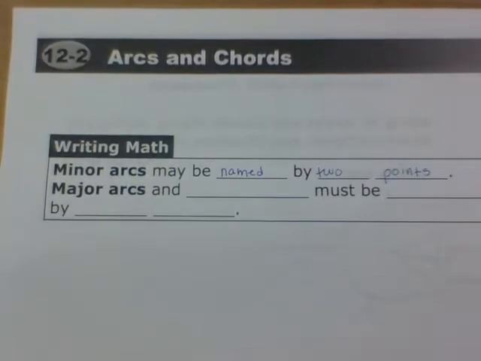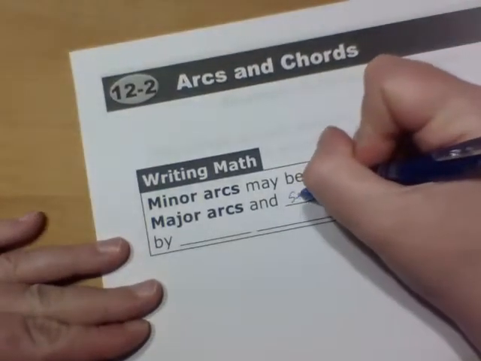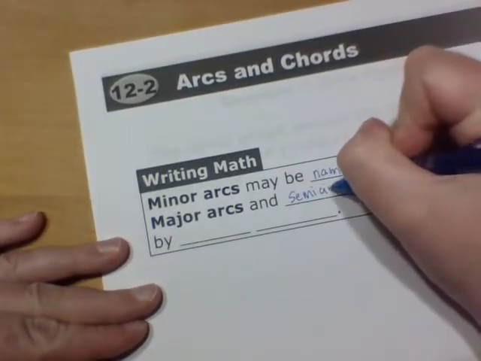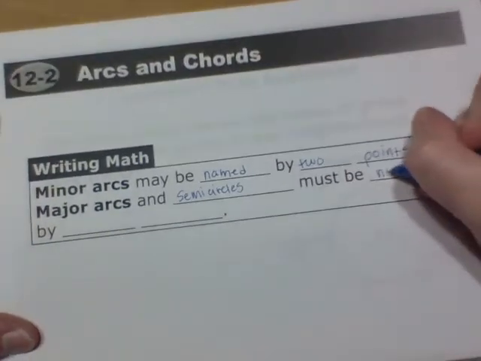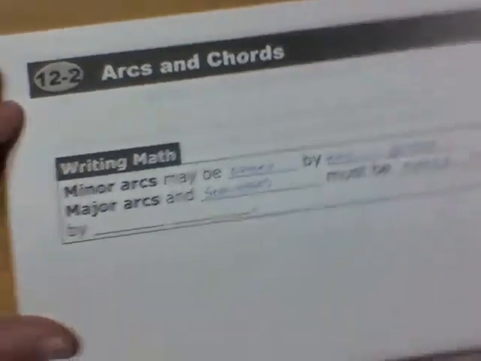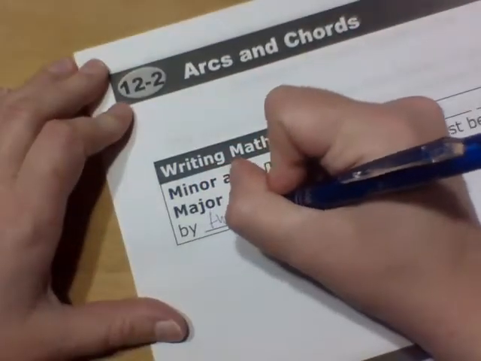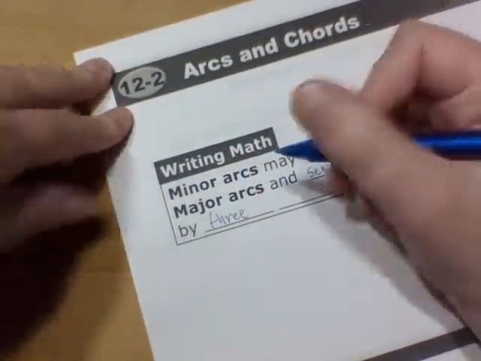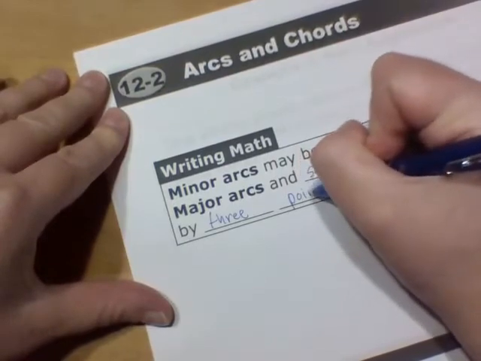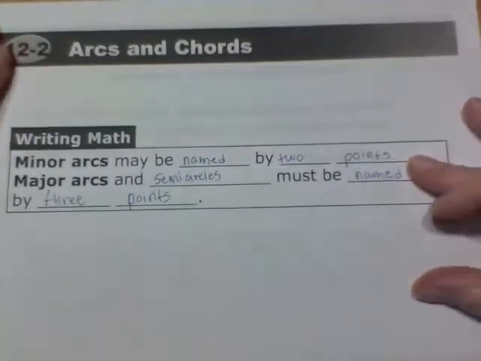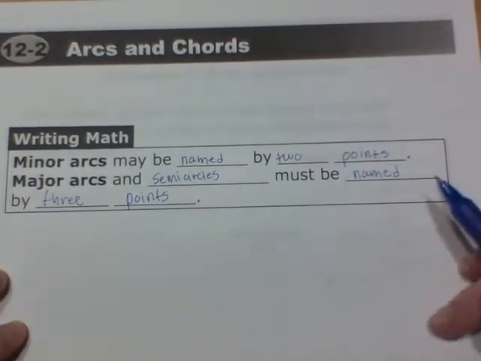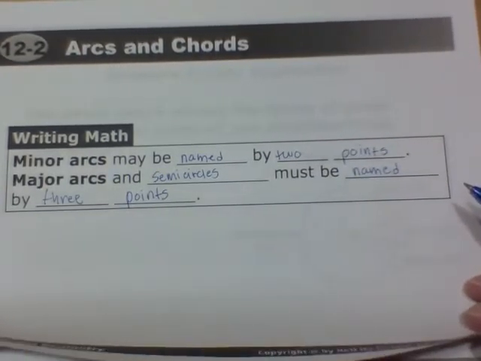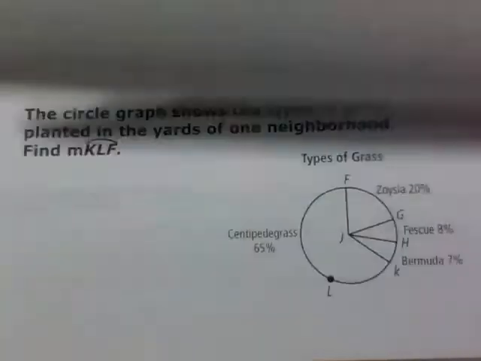And major arcs and semicircles must be named by 3 letters or 3 points. And of course, double-check that those 3 points or 2 points are capital letters, because that is how you indicate a point versus a side length.